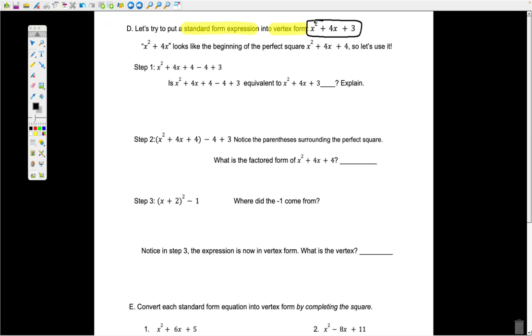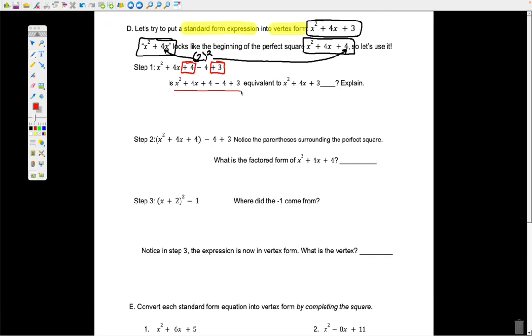Because think about it, if we have x squared plus 4x, we could continue that to be a perfect square trinomial right here by just taking the 4 and halving it to get 2, then squaring it to get 4. Then it would be a perfect square trinomial. So if only I had a positive 4 instead of that positive 3, then I could convert it to a perfect square trinomial. So let's think about that.